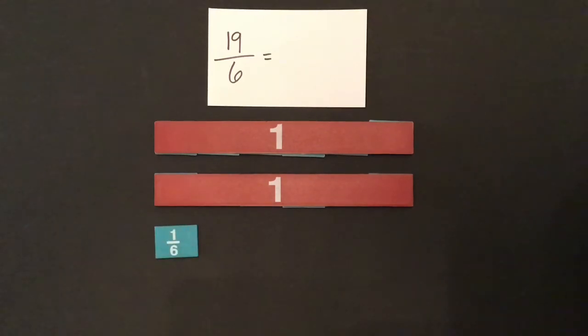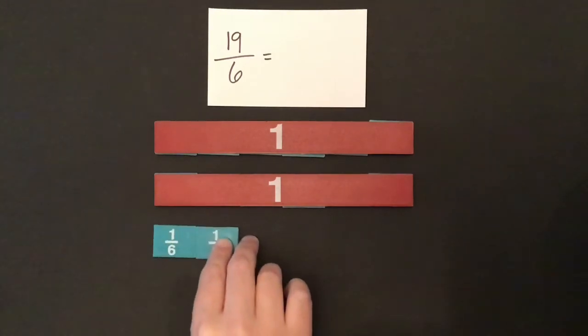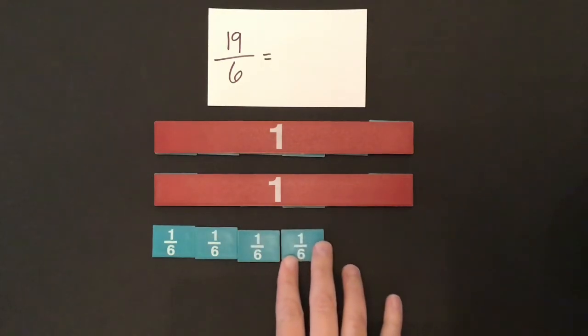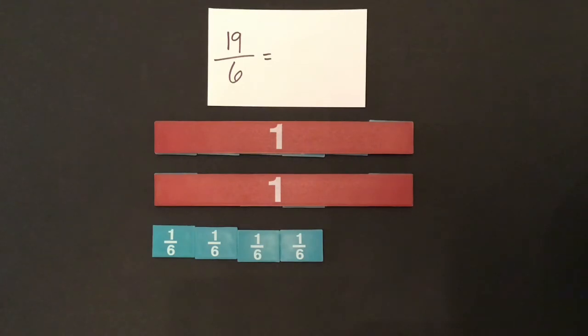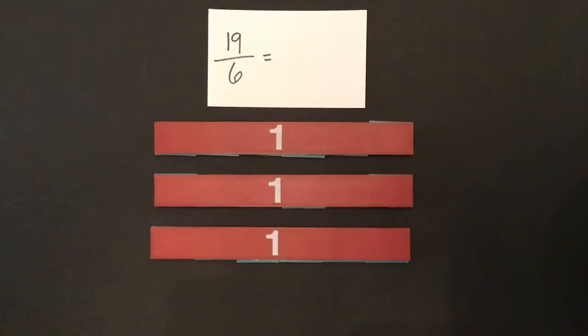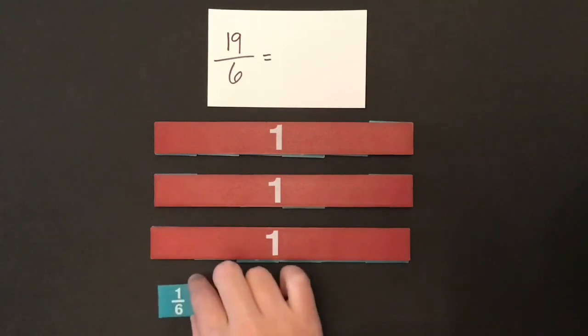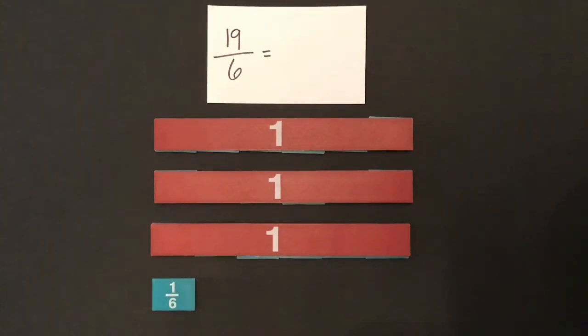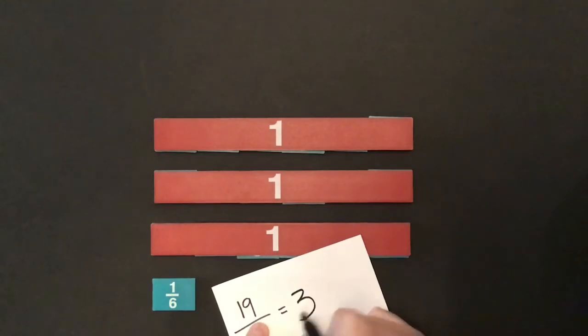So here's 13/6, 14/6, 15/6, 16/6, 17/6, 18/6. That's another whole. And then we have our last piece, 19/6. So we can easily see that 19/6 is equal to 3 1/6.